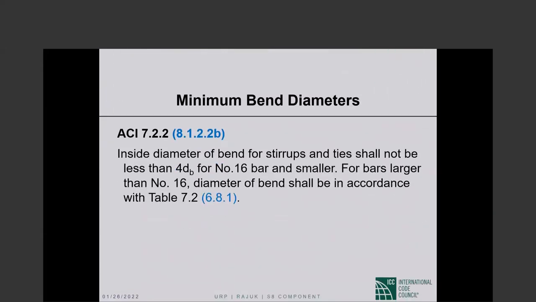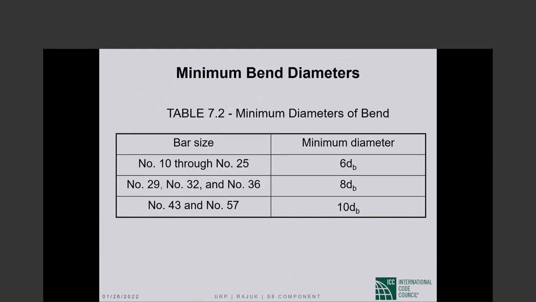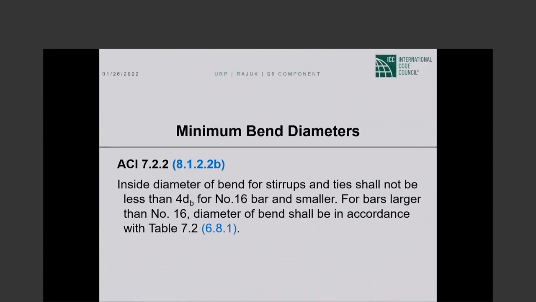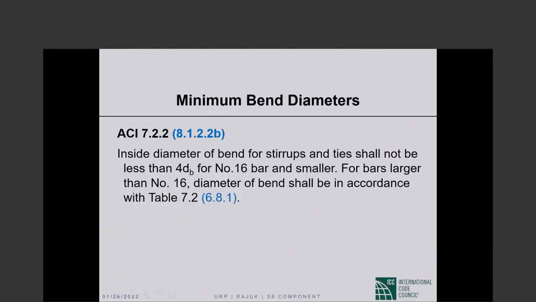So that was for longitudinal bars, this table. Okay. Now, inside diameter of bend for stirrups and ties shall not be less than 4 bar diameter for number 16 and smaller bars. No less than 4 bar diameters. For bars larger than number 16, these are stirrups and ties made up of bars that are larger than number 16 in size, then the diameter of bend has to be the same as for longitudinal bars. Okay, so number 16 onwards, you will switch to this table, and the bend diameter will be 6 bar diameter, 8 bar diameter, etc. Although these large bars are not ever used for ties or stirrups.